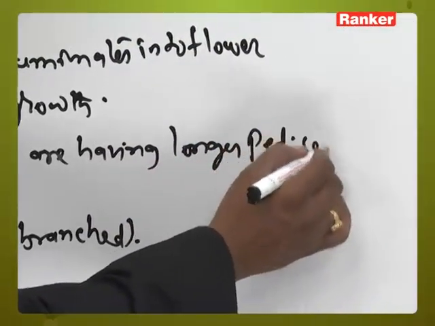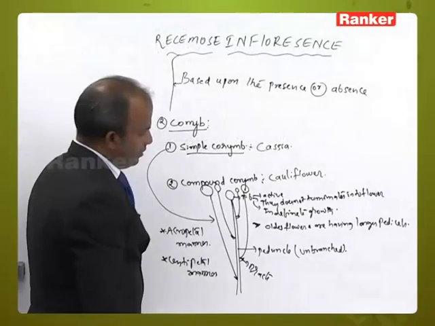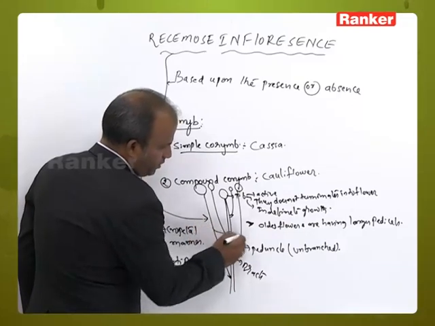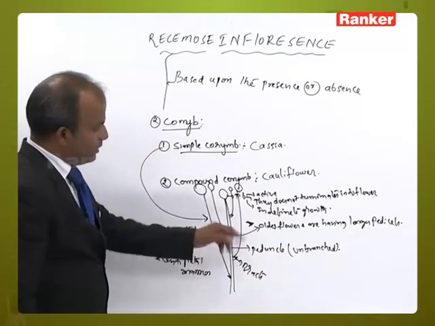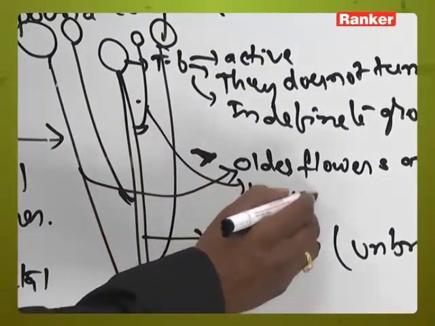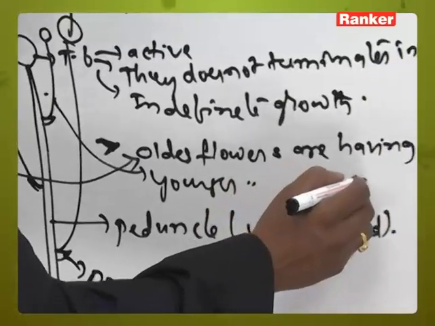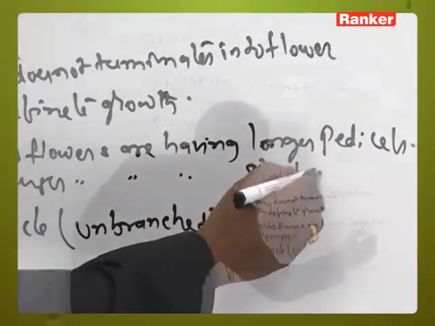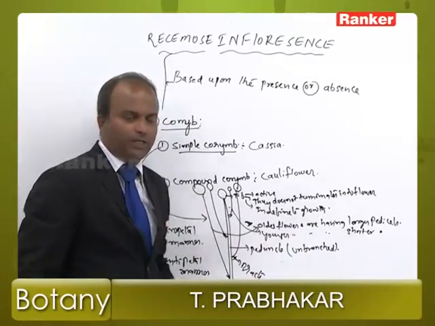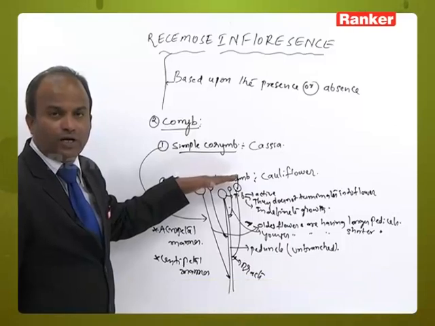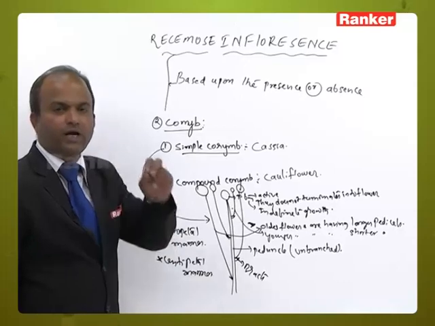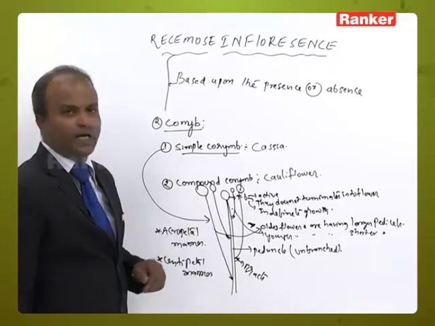Older flowers are having which one here? Longer pedicels. These older flowers are showing longer pedicels, whereas younger flowers are having shorter pedicels, due to which all the flowers are arranged at the same height.